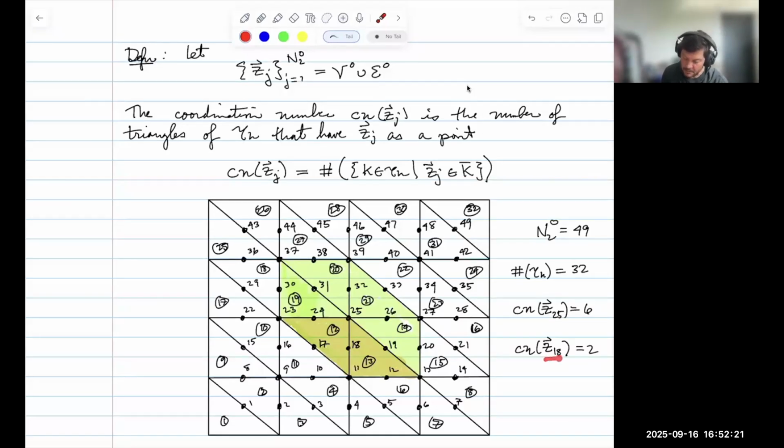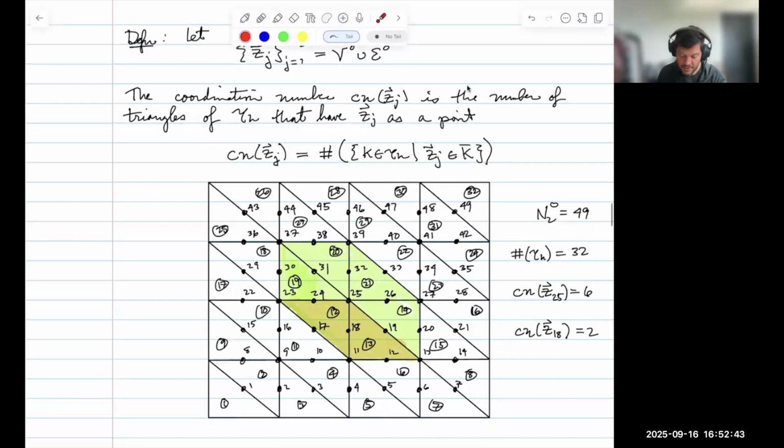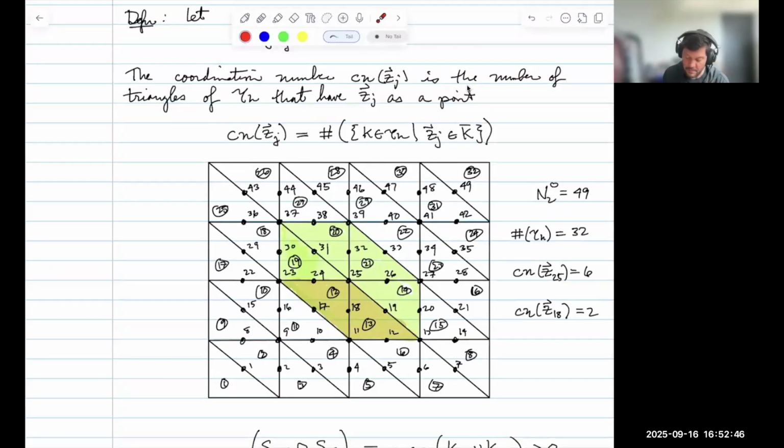What about 18? That's also one of the nodes in our mesh. It's not a vertex, it's an edge midpoint. What's the coordination number of that node? Well, it's going to be 2. So 1, 2. Triangle 12 and triangle 13. Okay, that's the coordination number. So this is an example of a mesh where I basically have 32 congruent triangles. Okay, so 1, 2, 3, all the way up to 31, 32.